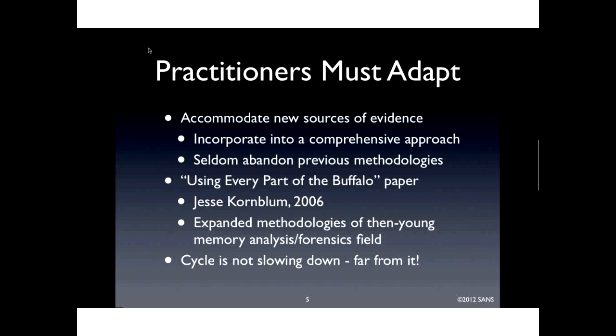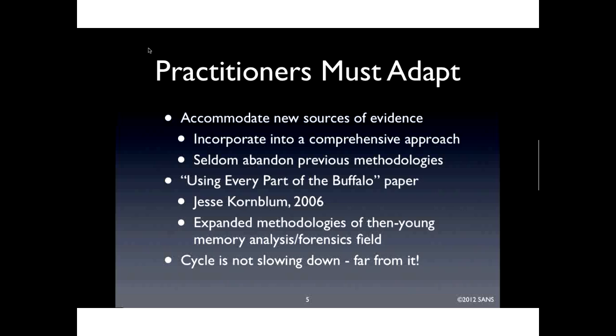Instead, we want to use all these new sources of evidence and all the new research and capabilities to better complete our picture and provide a more comprehensive understanding of an incident that we may be investigating. And a real key example that I love to use for this is a paper that Jesse Kornblum put out in 2006, which is ancient history in the computer forensic world, but it was called Using Every Part of the Buffalo. And even in 2006, try to think back to where memory forensics was at the time. Memory forensics was very nascent. We weren't really talking about it at conferences even. But even then, Jesse's paper said, hey, look, if you're using memory forensics, that's great. But here are some things that you're not yet using, you're not incorporating, you're overlooking.